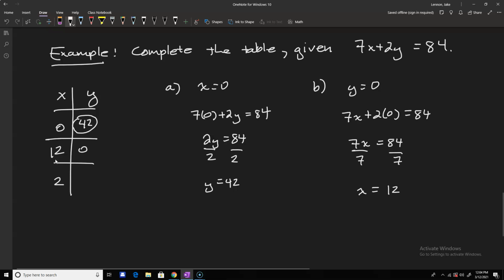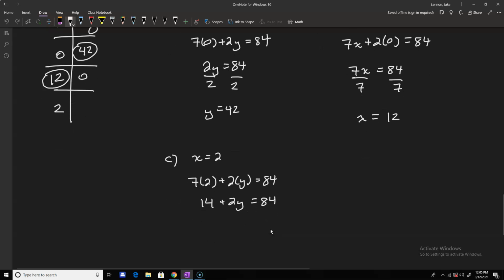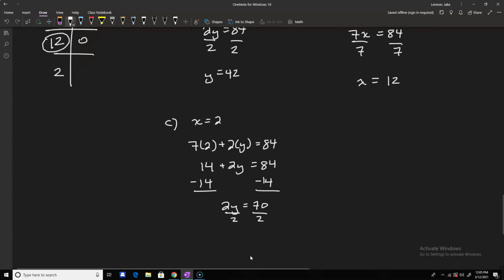So that's part A, part B, and now part C, we want to do it when x equals 2. So we have 7 times 2 plus 2 times y equals 84. So we have 14 plus 2y equals 84. So we just subtract 14 and divide by 2. So we have 2y equals 70, divide by 2, and we end up with y equals 35. So that would be your answer to this third one.